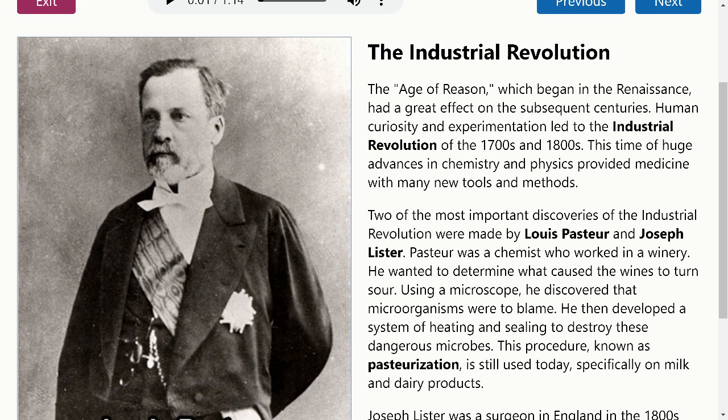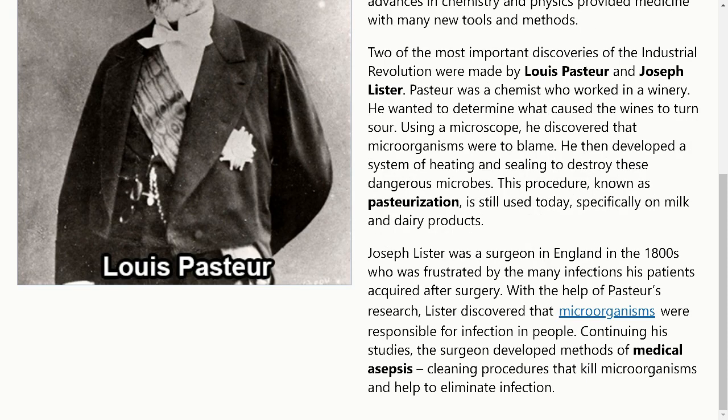Then you have Joseph Lister. He was a surgeon in the 1800s. So you got Pasteur and Lister. And he was frustrated by the infections his patients acquired after surgery. So with the help of Pasteur's research, Lister discovered that microorganisms, remember those are tiny little things that you can't see with the eye, were responsible for infection in people. We talked about microorganisms and all that stuff. We talked about infection control.